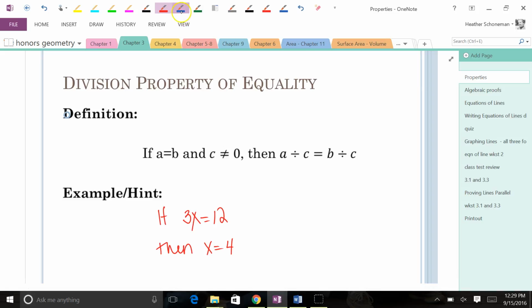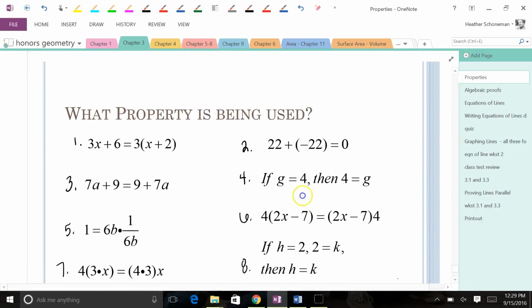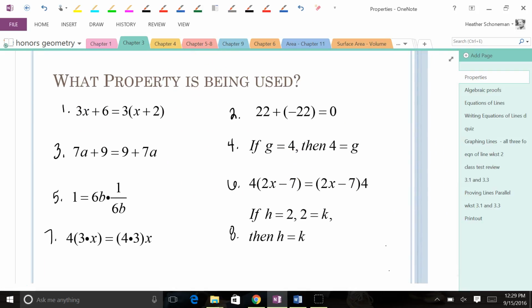Okay, I'm going to put some properties up here. You do not need to write them down. I just want you to use your chart and see if we can identify what property it is, okay? So don't write them down, just look at your chart and look. Okay, number 1. What property is number 1? Distributive. Okay, that's the easiest for people to recognize.